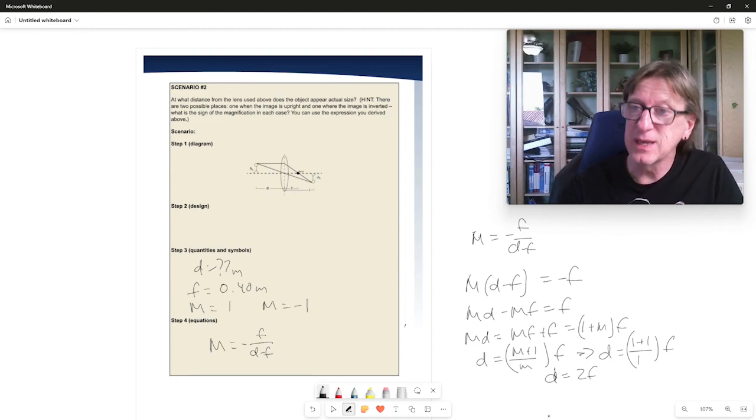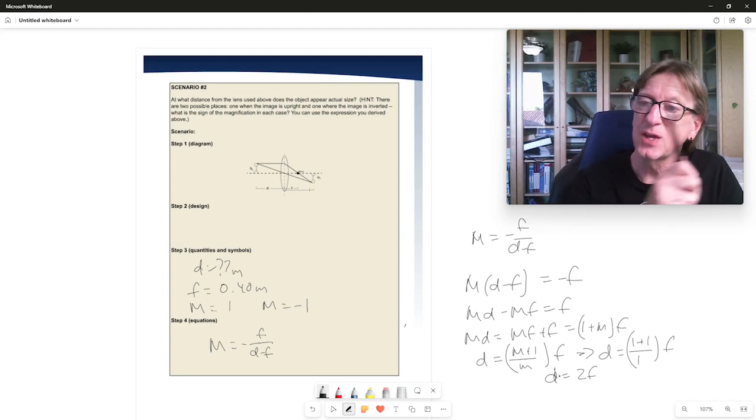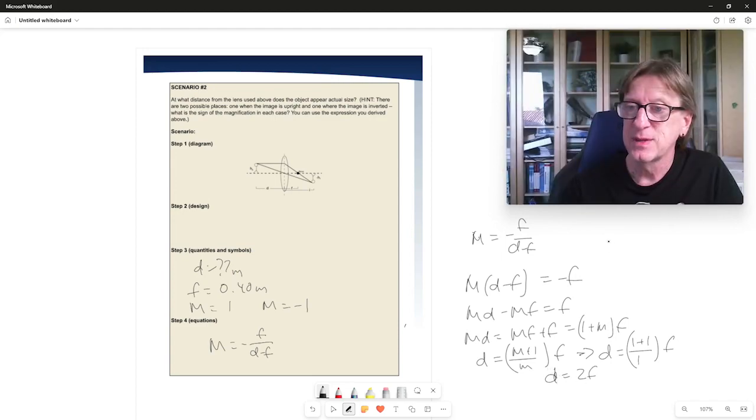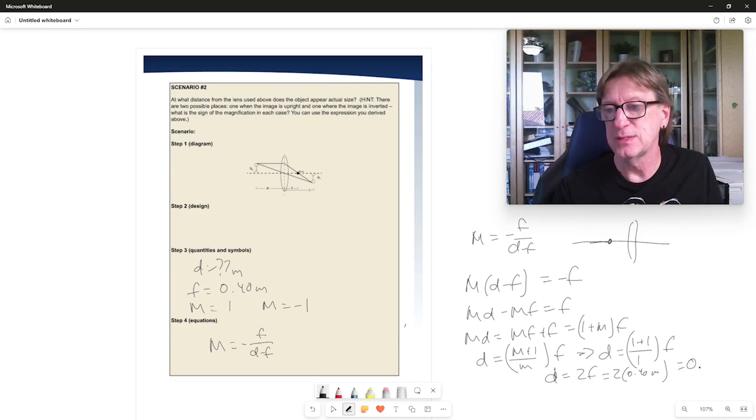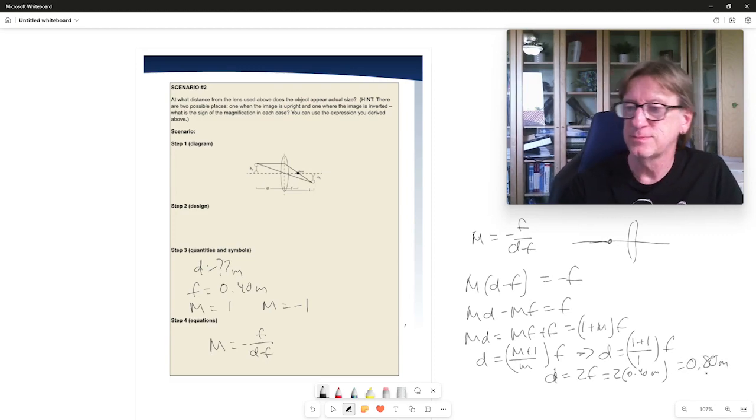I will always get the object to be actual sized when I'm at a distance of twice the focal length. So there's my lens. Here's my focal length. When I'm at a distance of twice the focal length, I'm going to get it actual size. So in this case, it's going to be 2 times 0.40 meters, or simply 0.80 meters.